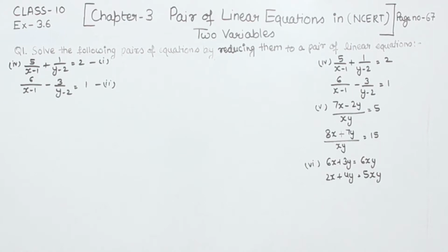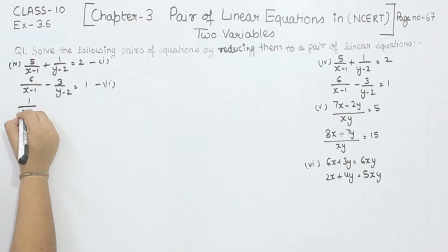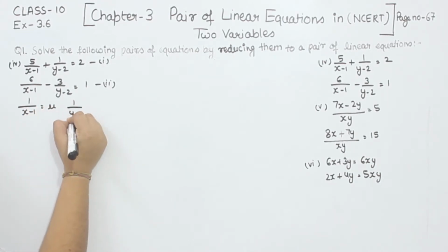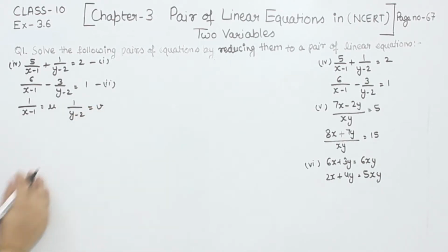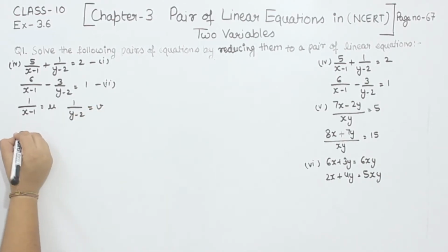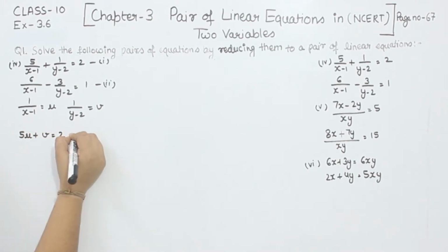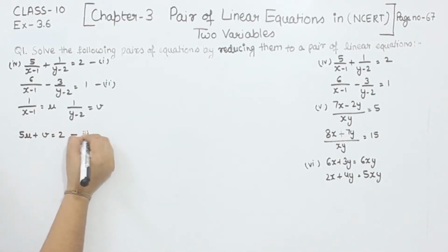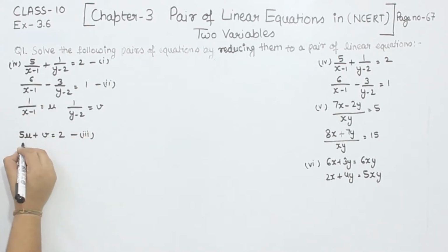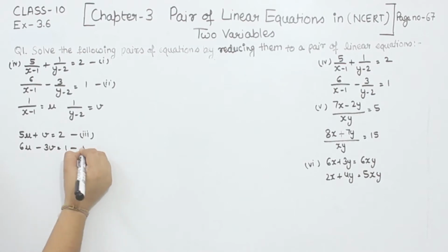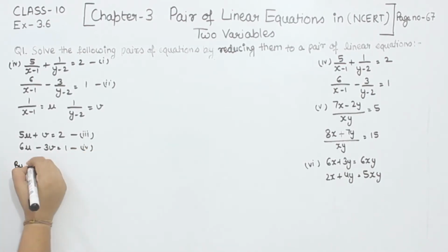First of all, we are going to convert this into linear equations. For that, we let 1 by x minus 1 be equal to u and 1 by y minus 2 be equal to v. So the equations become 5u plus v is equal to 2, which is equation number 3, and 6u minus 3v is equal to 1, which is equation number 4. We are going to solve this by the substitution method.